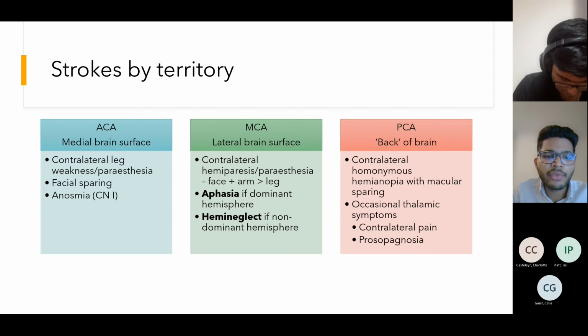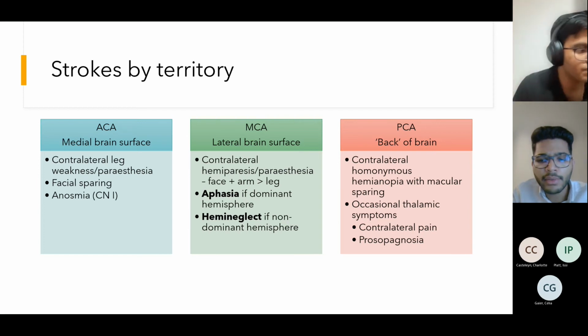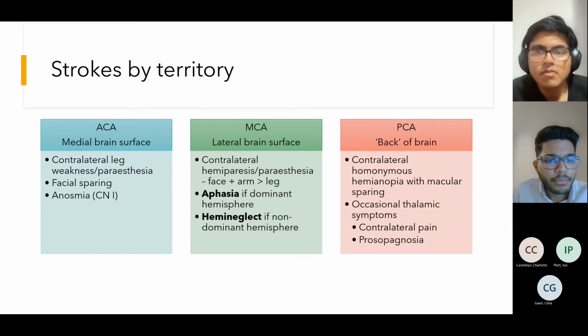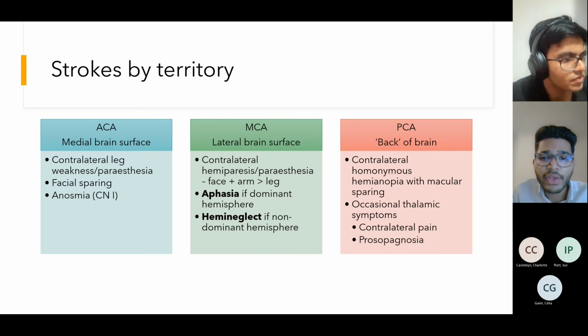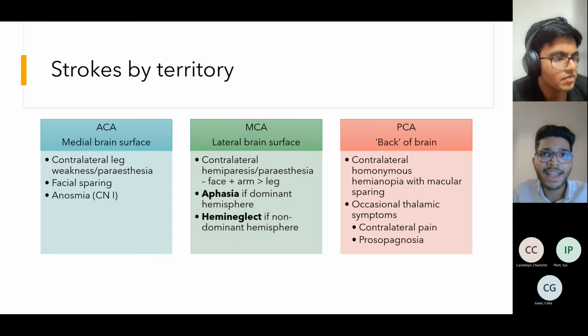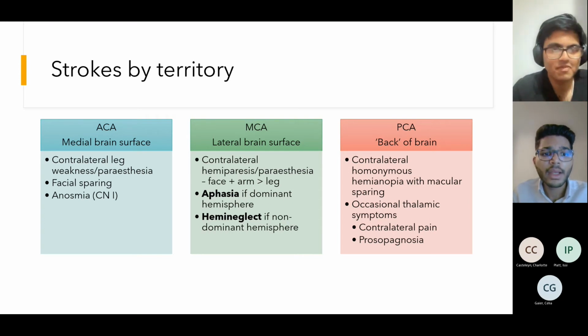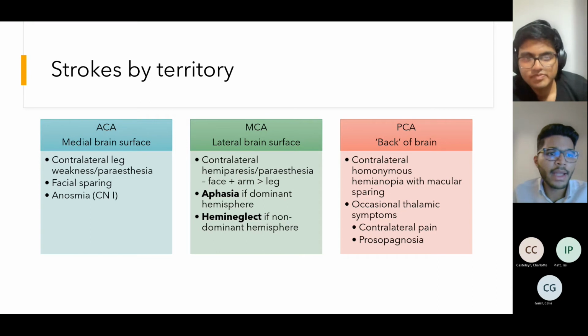MCA is the lateral brain surface. So we've just been talking about the face and arm weakness. And the two other things that are put in here are quite interesting. So you can have aphasia, that's difficulty with communication. So it's not just difficulty with talking, but difficulty with communication. And that can extend to difficulty writing, difficulty understanding, as well as difficulty talking, if it's in the dominant hemisphere.